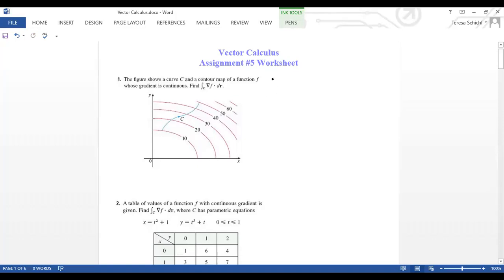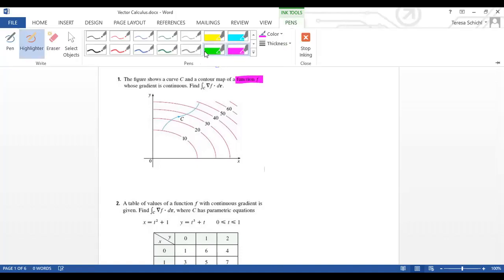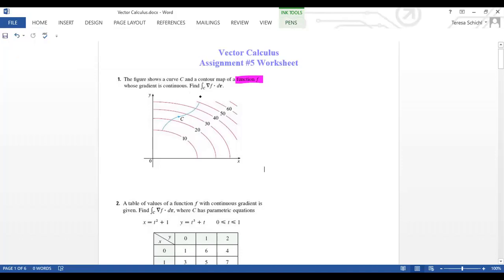I like those graphing problems because it's a very conceptual problem. If you know that, then I think you've got a pretty good idea. So let's say the figure shows curve C, the path, and a contour map of a function f, whose gradient vector is continuous. So I want to find this integration on these lines here. So if I'm looking for the integral over C of del f dot dr, right?